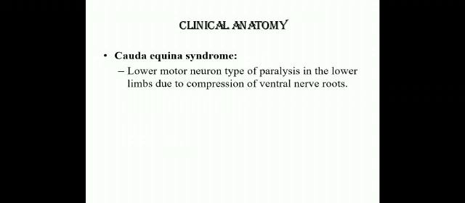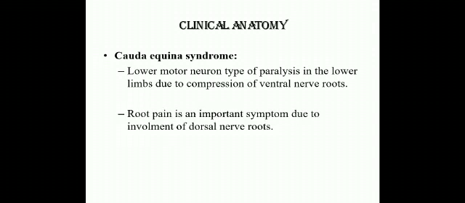The cauda equina syndrome is a lower motor neuron type of paralysis in the lower limbs due to compression of the ventral nerve roots. The root pain is an important symptom due to involvement of dorsal nerve roots. The bladder and the bowel involvement is late.